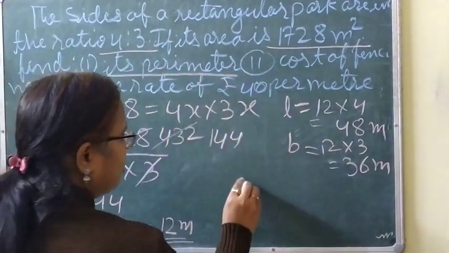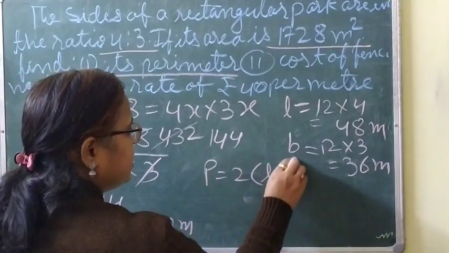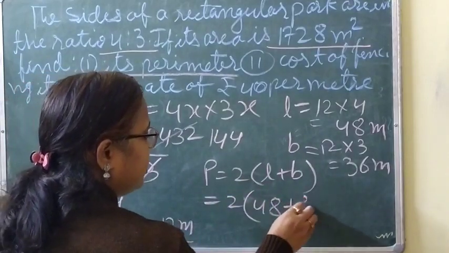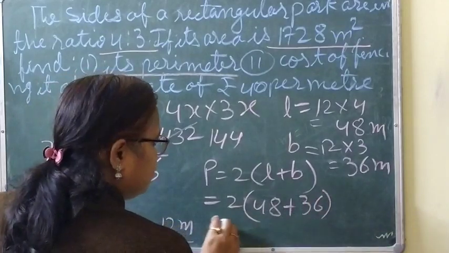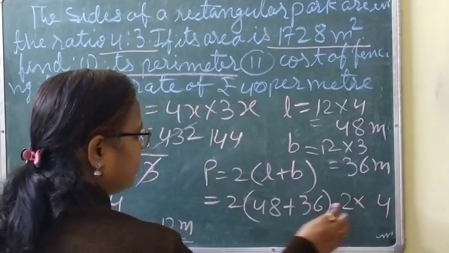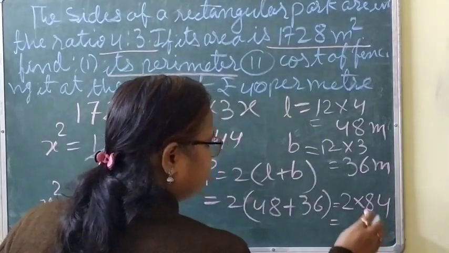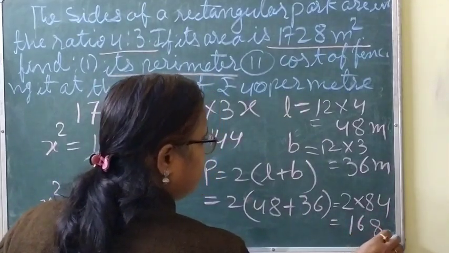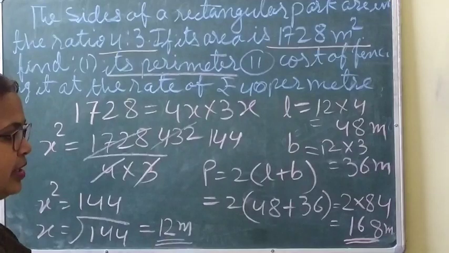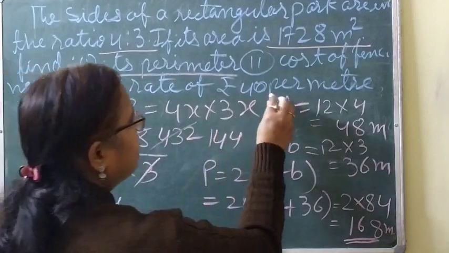So the perimeter is asked first. You know the formula: perimeter is equal to 2 into L plus B. L here is 48 and B here is 36. So this will be equal to 2 into 84, so 168 meter will be the perimeter of the rectangular park. Clear?